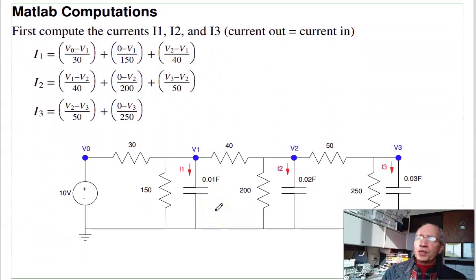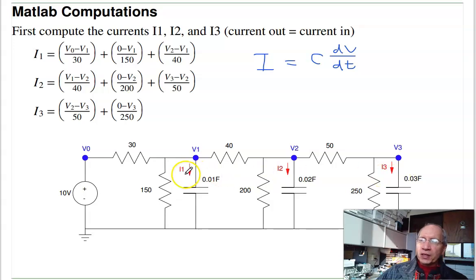Can I solve using Matlab? Well, there's a couple ways of doing that. What I'm going to be doing is, for a capacitor, each current through the capacitor is C times dV/dt. That sets up a differential equation. The differential equations will all come from finding I1, I2, I3.